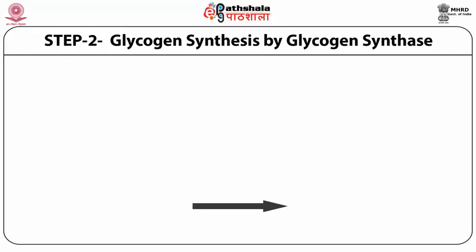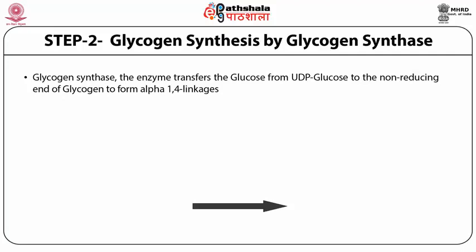Now, in step 2, glycogen synthase transfers the glucosyl residue from UDP-glucose to the non-reducing terminal residue of glycogen. It is transferred to the hydroxyl group at the C4 terminus of glycogen to form an alpha 1,4 glycosidic bond. This reaction is catalyzed by glycogen synthase. It is the key regulatory enzyme in glycogen synthesis.